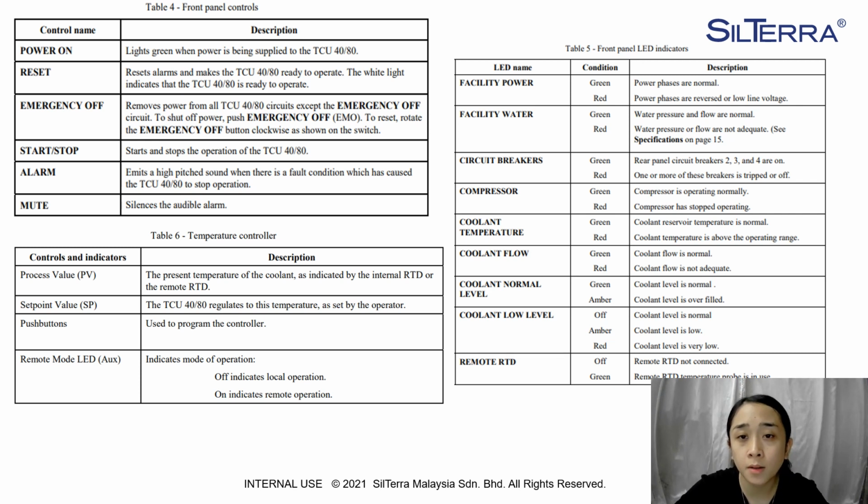For the front panel LED indicators, we have around 9 LEDs. The first one is for facility power. The second one is facility water. Third is for circuit breaker. Fourth for compressor. Five for coolant temperature, and six is for coolant flow. Seven we have for coolant normal level. The eighth is coolant low level, and the last one is remote RTD.